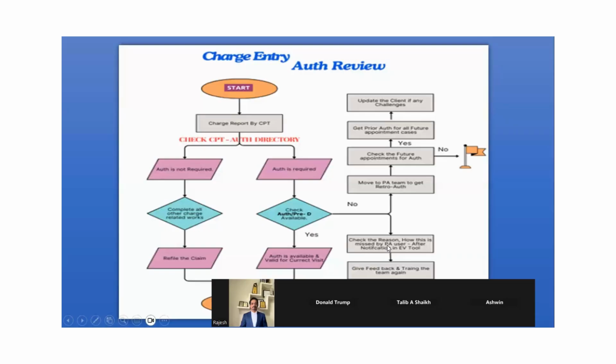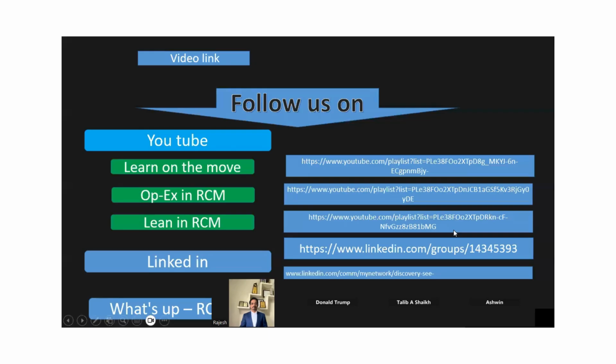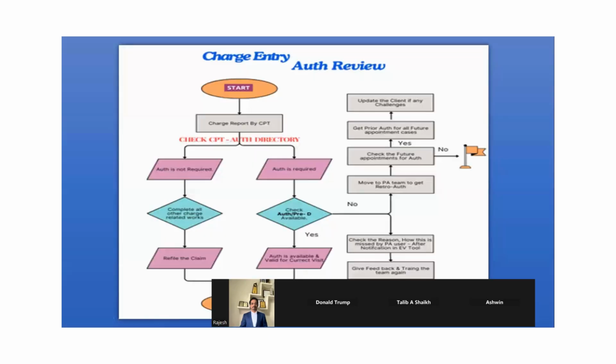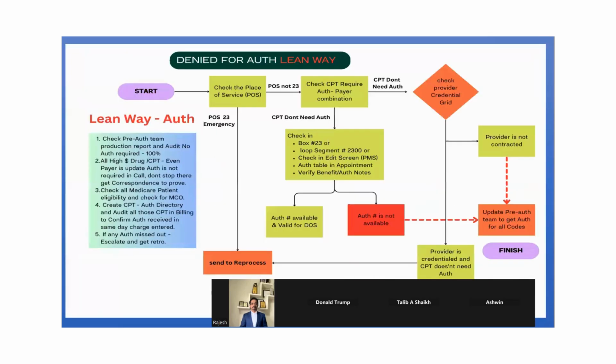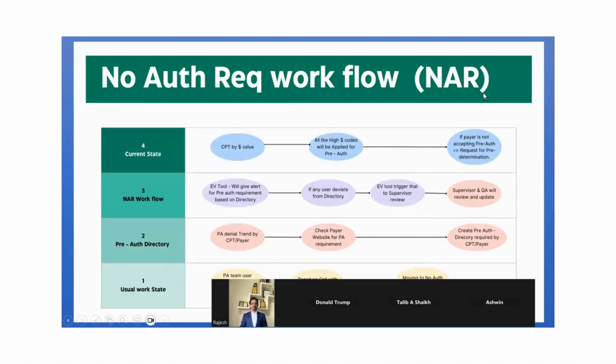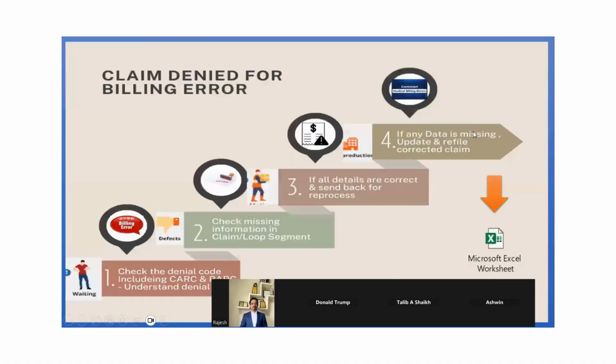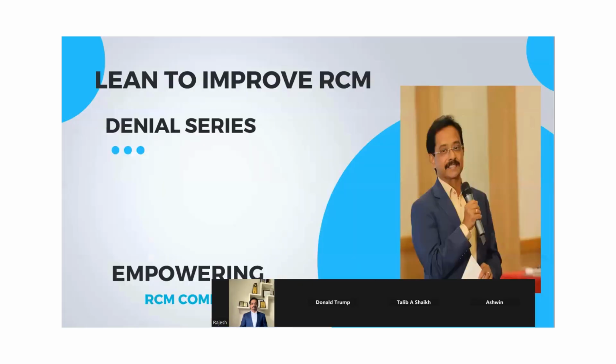check the reason and how this was missed by the PA user after notification of the EV tool or whatever automation tool you have. Give feedback, give training to the team, and then fix it. This is a very effective one, and this is what I have for this week. And if you see, in the entire denial, the one which will give an immediate response is your auth, right? So I hope this will be useful. We'll connect on one more denial topic next time.